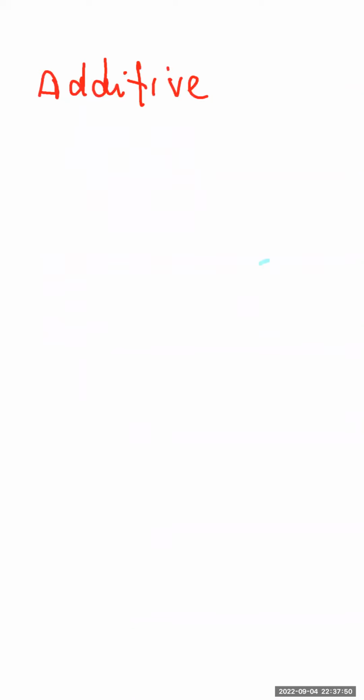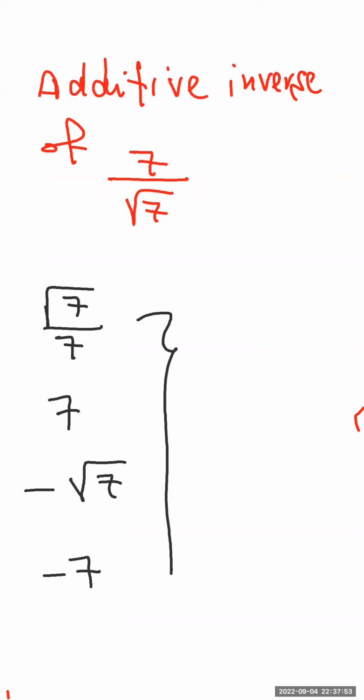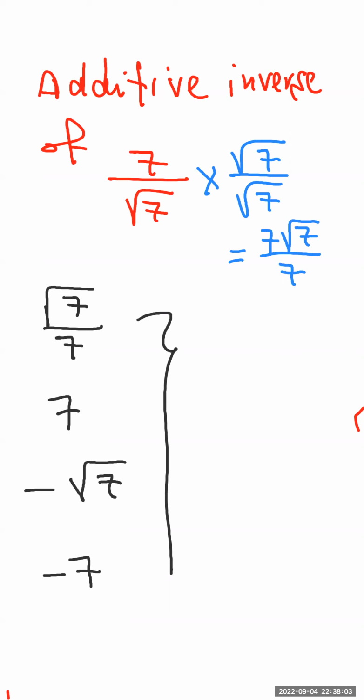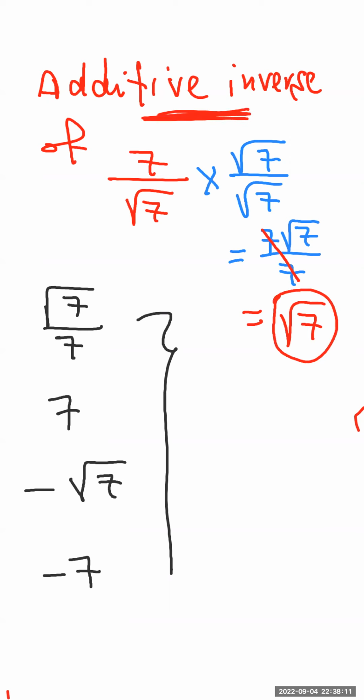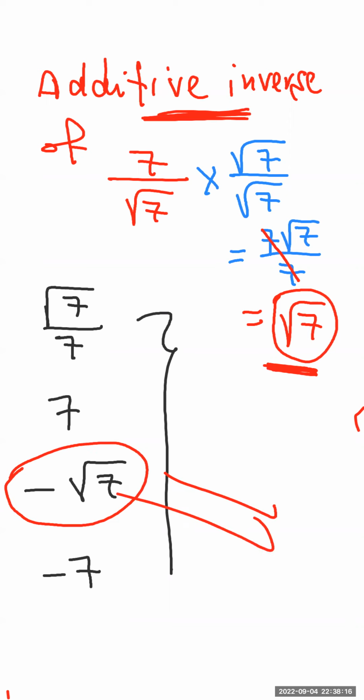So simply change the form of the number first by multiplying the number by square root of 7 over square root of 7. So it will equal 7 square root of 7 over 7. Now simplify, terminate 7 and 7, it will equal square root of 7. Then what will be the additive inverse of square root of 7? Negative square root of 7. Very good. Okay? This one is also clear to all of us? Yes, sir. Okay, great.